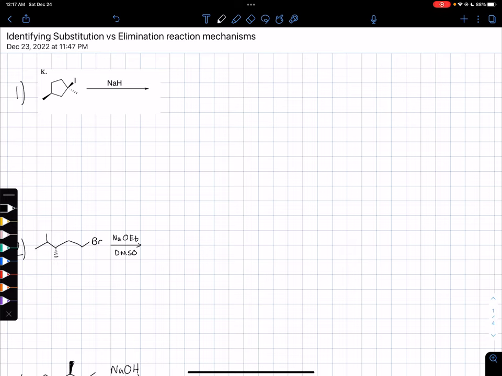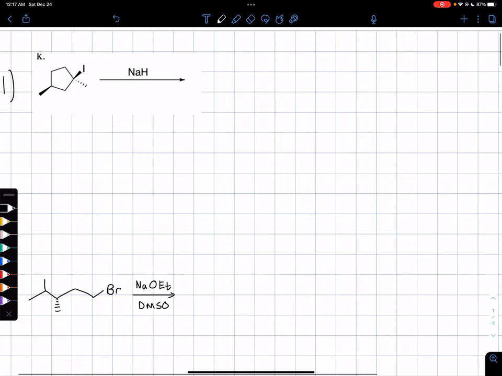So this is just going to be predicting substitution versus elimination reactions. And this is one of the first, I think, most difficult things you'll actually do in OChem. Probably the first thing after stereochemistry. So let's get right to it.